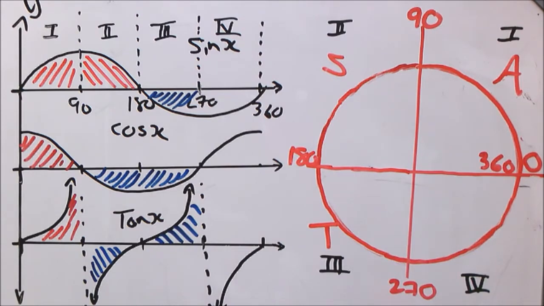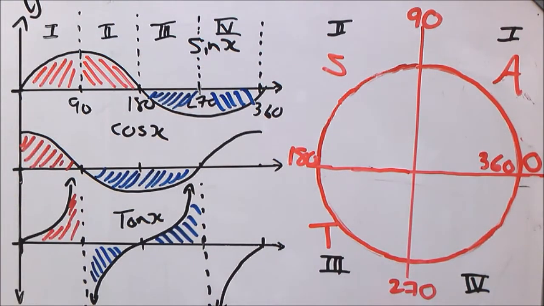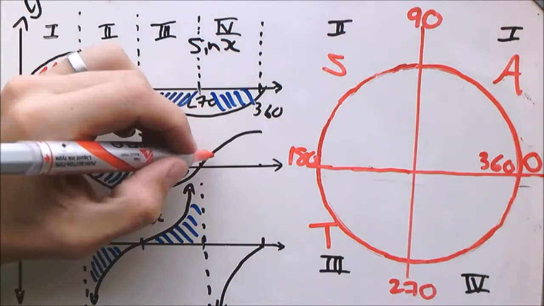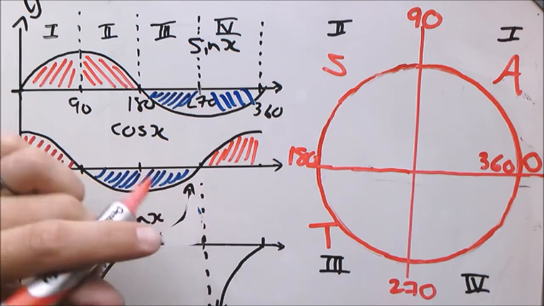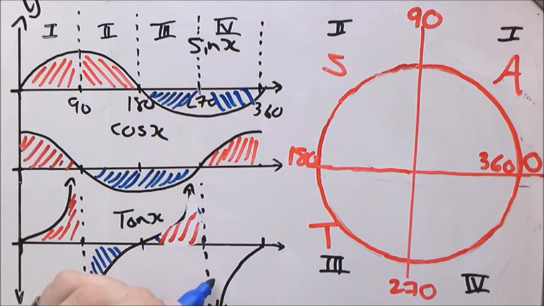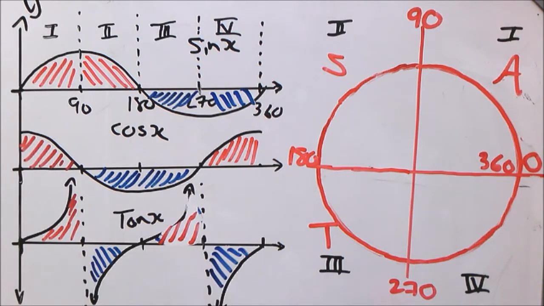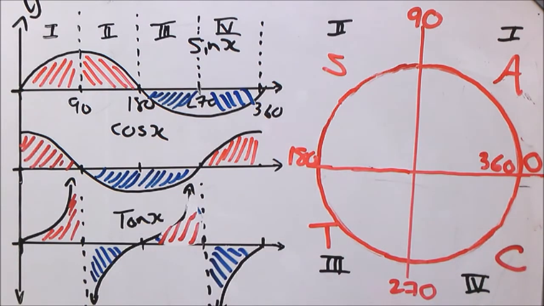Now let's look at the fourth quadrant. The sine graph is negative. The cos graph is positive. And the tan graph is negative. Therefore, we have the letter C there. And that's where we get the word CAST diagram from.